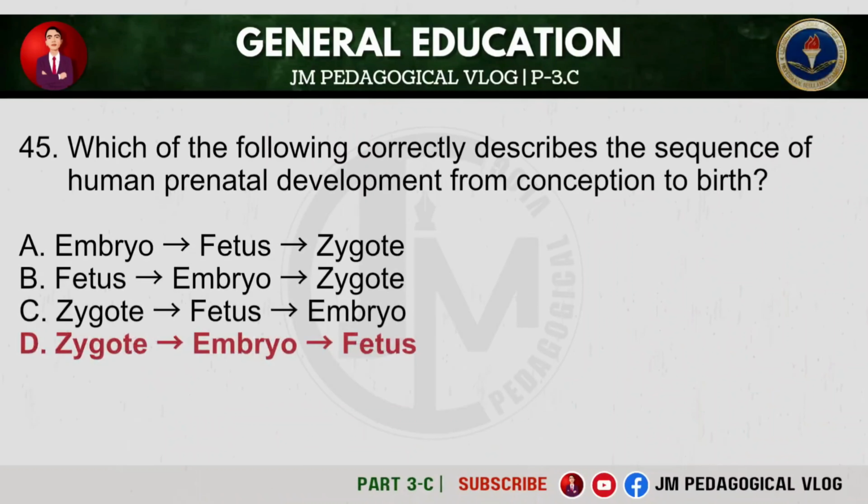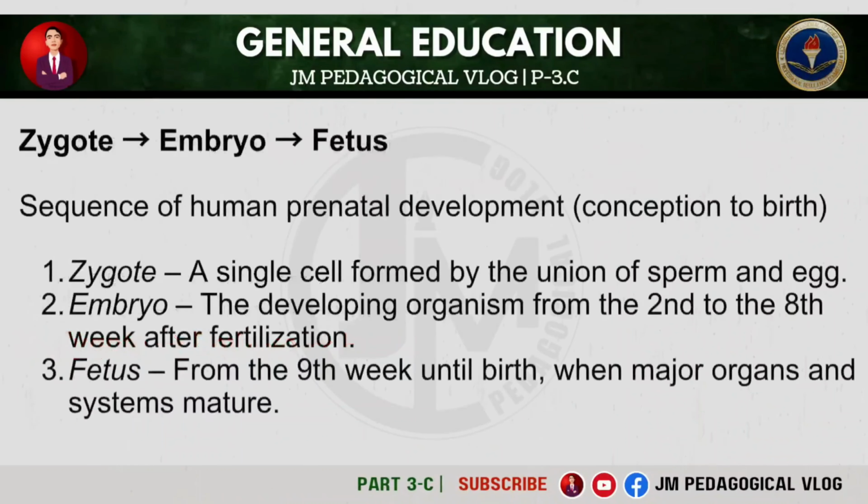D. Zygote, embryo, fetus. The correct sequence of human prenatal development from conception to birth is zygote, a single cell formed by the union of sperm and egg; embryo, the developing organism from the 2nd to the 8th week after fertilization; fetus, from the 9th week until birth, when major organs and systems mature.